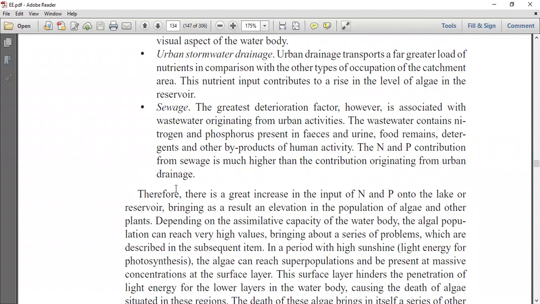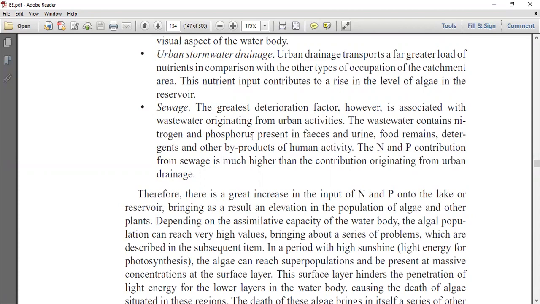Therefore, there is a great increase in the input of N and P onto the lake or the reservoir, bringing as a result an elevation in the population of algae and other plants, depending on the assimilative capacity of the water body. The algae population can reach very high values, bringing out a series of problems which are described in the subsequent items. In a period with high sunshine, the algae can reach a superpopulation and be present at a massive concentration at the surface layer.